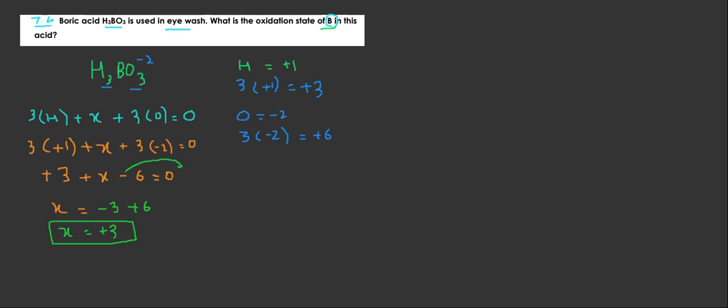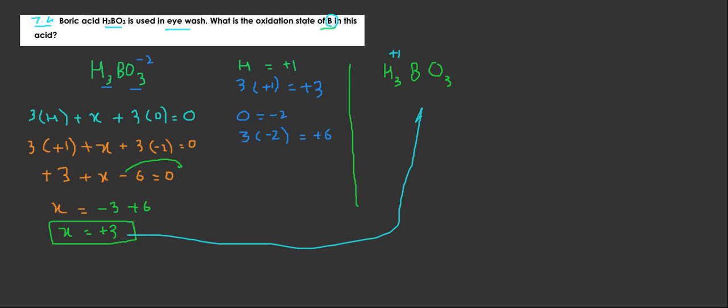Now if you want to check whether we have done it correctly or not, you can write it like this. We have H3BO3, this is the formula for boric acid. In the case of hydrogen the charge is +1. In the case of boron we have found that the charge is +3. So for boron we write +3, and in the case of oxygen the charge is -2.